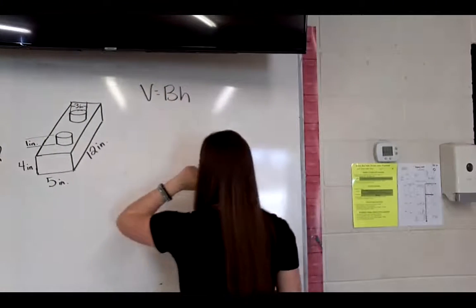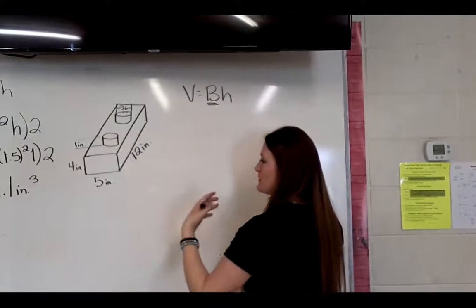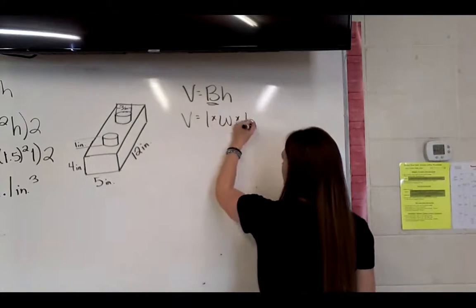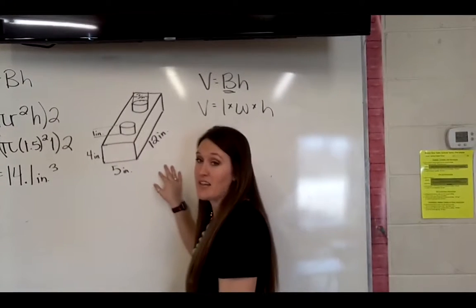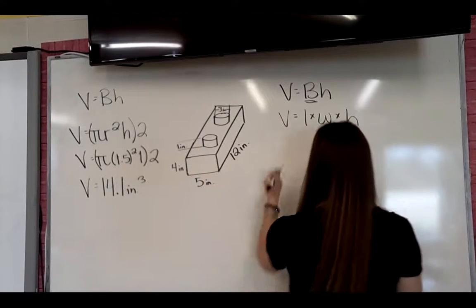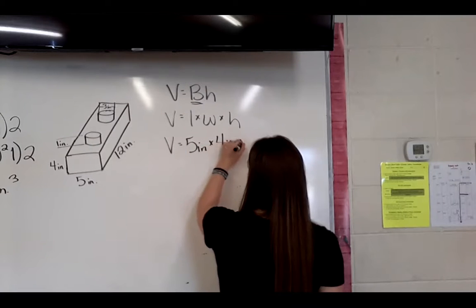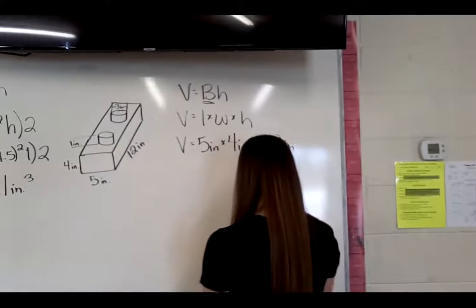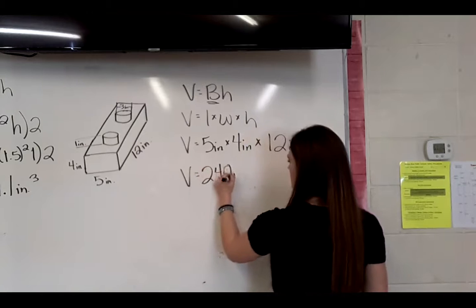The base is a rectangle, so that is length times width times height. So if I look at the rectangular prism, down here's your base, okay? So we have length is 5 inches, width is 4, and the height of that is this piece, which is 12. So we just multiply those together. 5 times 4 is 20, 20 times 12. We have 240 cubic inches.